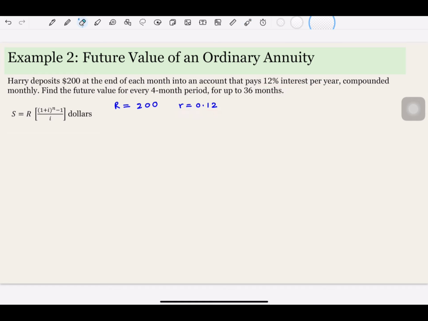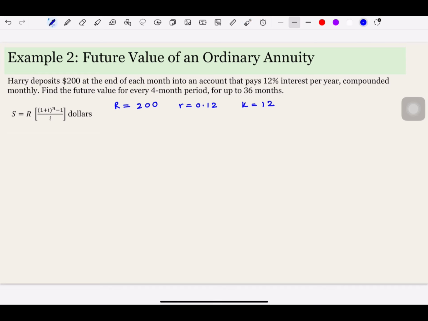And then let's read further. So this is compounded monthly. So that means your k value is equal to 12. So you have to find the future value for every 4 months up to 36 months. Okay, so let's try this problem.